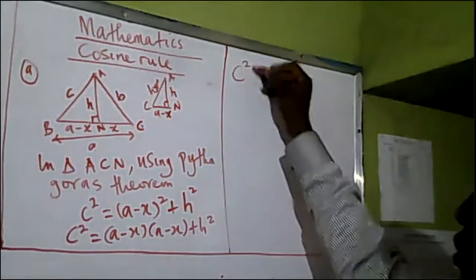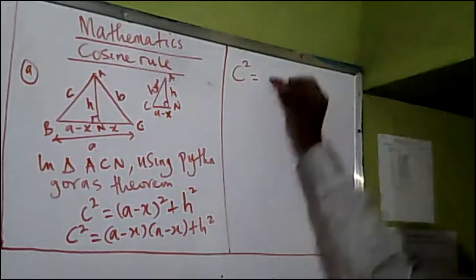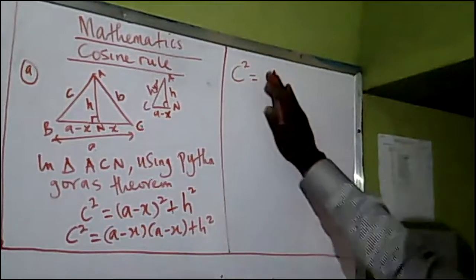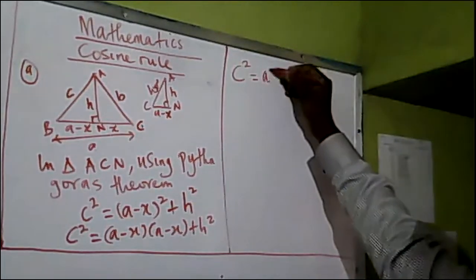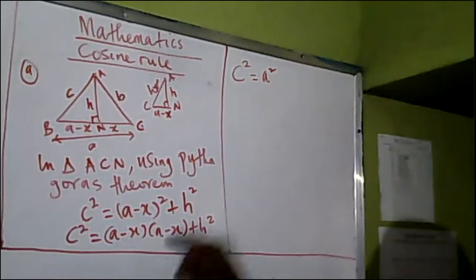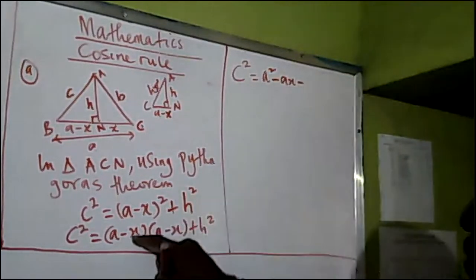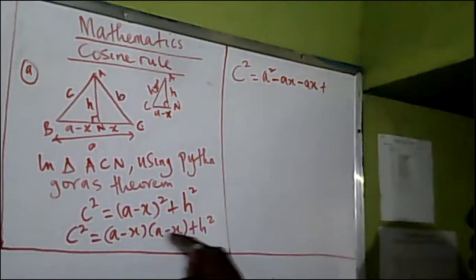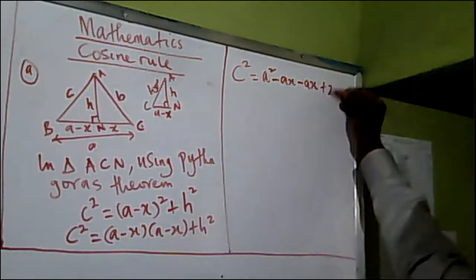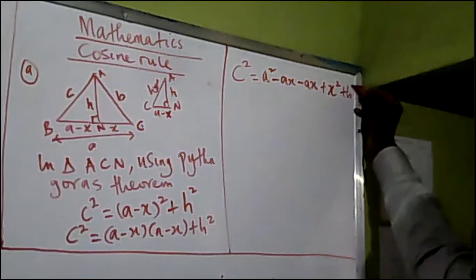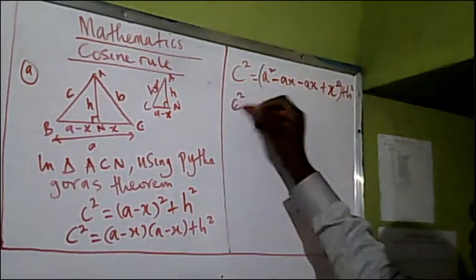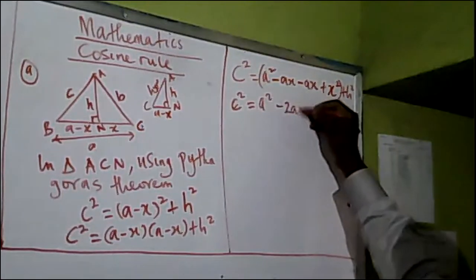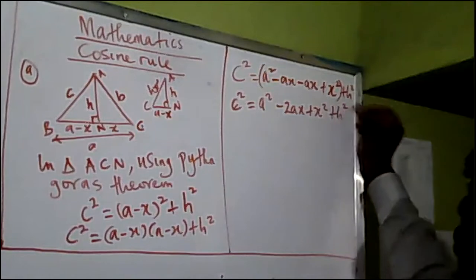So that will give us c squared is equal to a squared minus, when you finish expanding, let me do this one this time around. a squared, this times this, a squared; this times x, minus ax; minus this times this again, minus ax; then minus times minus is plus, x times x gives x squared, plus h squared outside. So c squared will now give us a squared minus 2ax plus x squared plus h squared.